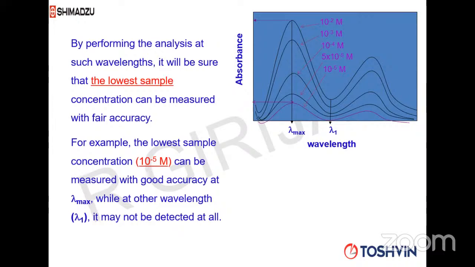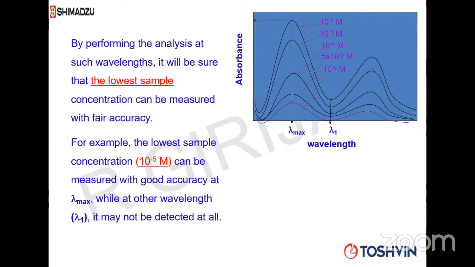So 5 different concentrations, right from a very low concentration to a high concentration. Some 10 to the power of -5 molar to 10 to the power of -2 molar. 5 different standard solutions were prepared. And they were all analyzed on UV, and the measurements were done at the lambda max value.